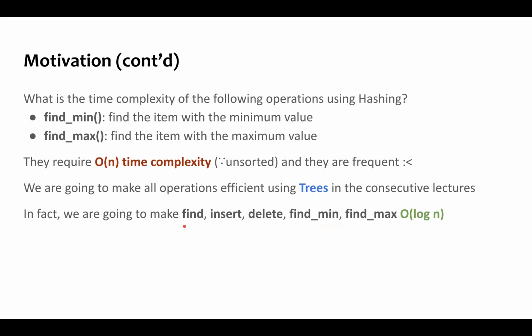Anyway, we sacrifice the find, insert, and delete operations to be O(log n) rather than O(1). But we could make the other two operations much more efficient, from O(n) to O(log n). So overall, all the operations are going to take O(log n). So on average, every operation is going to take time complexity O(log n) rather than O(n), all right? Thus, we'll first have a look at binary trees.